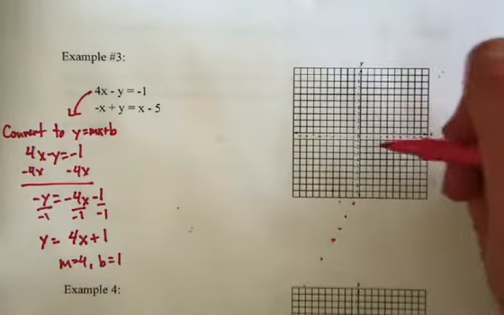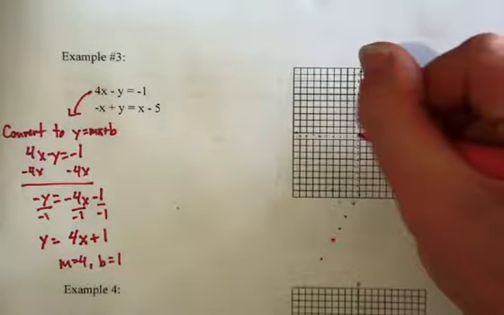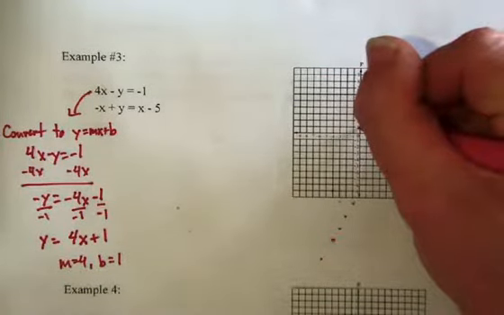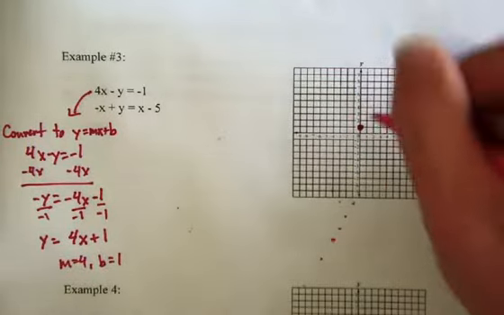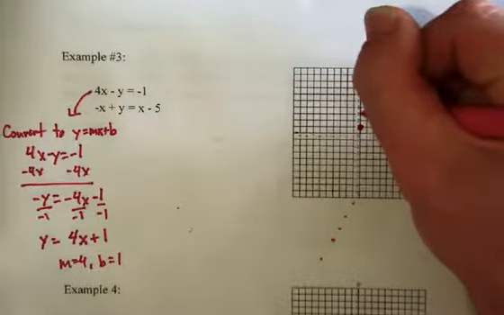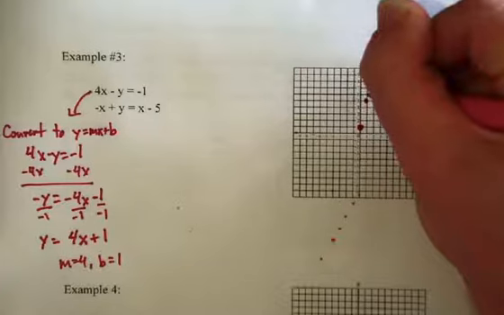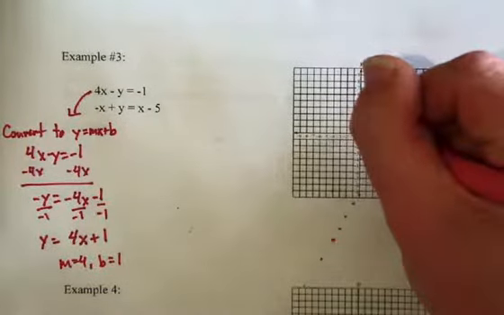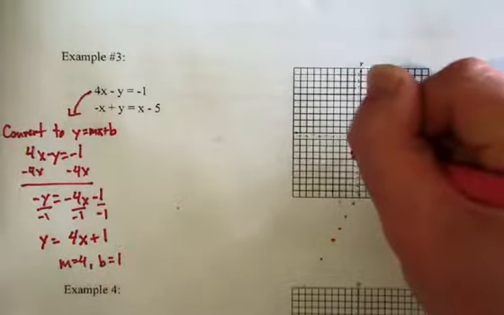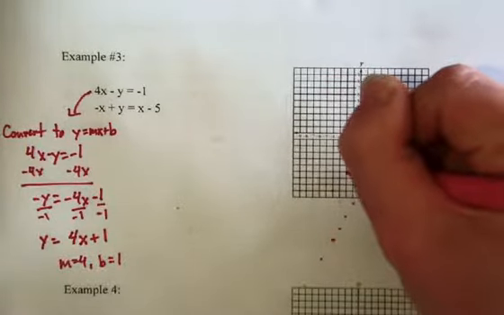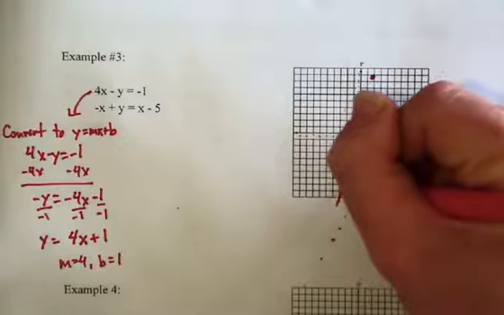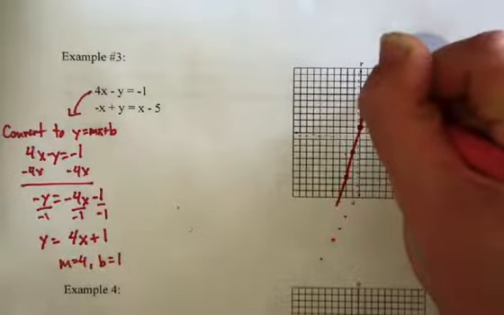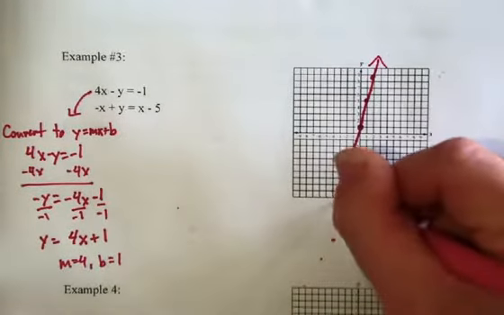So we're going to come over to our graph. We've got b equals 1. And our slope is positive 4. We go up 1, 2, 3, 4 for every one we go over. Okay, like this. And we have a line that looks something like that.